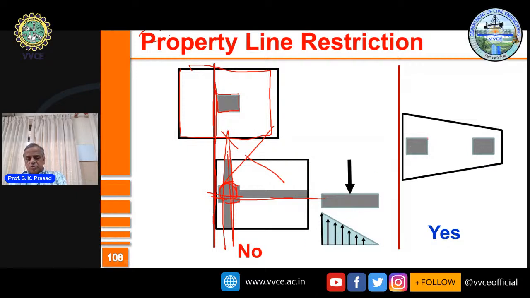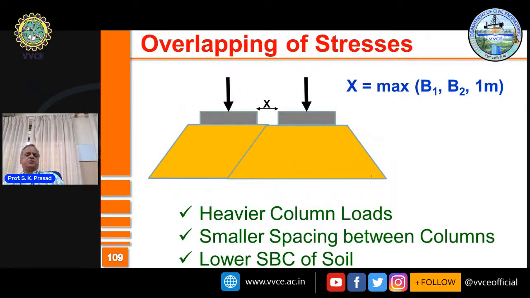So whenever a situation arises when you need to put a column at the edge of the property line, you are advised to consider one more column next to it. Even if it is not there, you can have a dummy column. Preferably provide a column and then connect these two, put together and have one single foundation, which is a combined footing. More than 40 to 50% of the times, a designer goes for combined footing for this reason. Let me go to the next reason, overlapping of stresses.